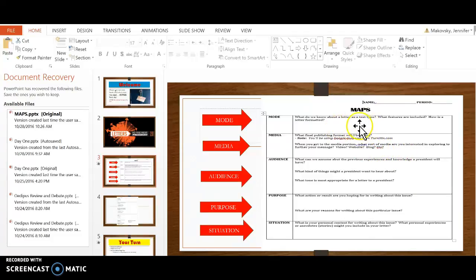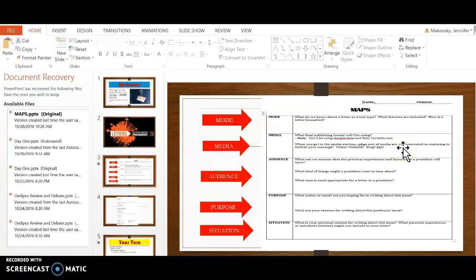What do we know as a letter type? It has to be, there are strict features to it. You need to have your address at the very top, you need to have the salutation, you need to have the body, you need to have the closing, you need to have your signature, or in our case, your name. How is it formatted? That's kind of what I ran through, but it's a business format.